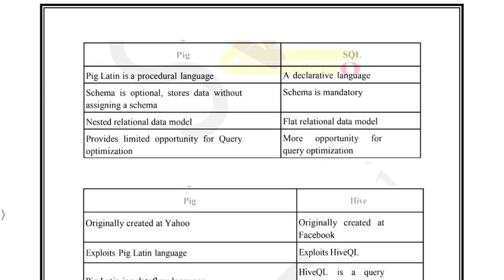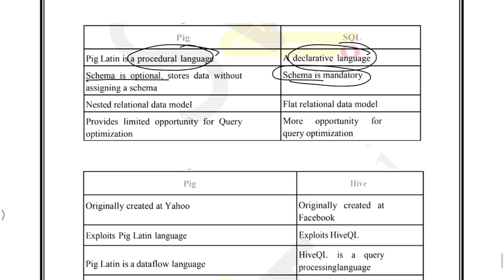Next is Pig and SQL. Pig Latin is a procedural language, while SQL is a declarative language. Schema is optional in Pig, whereas in SQL schema is mandatory. And the relational data model is nested in the case of Pig, whereas it is a flat relational data model in SQL.